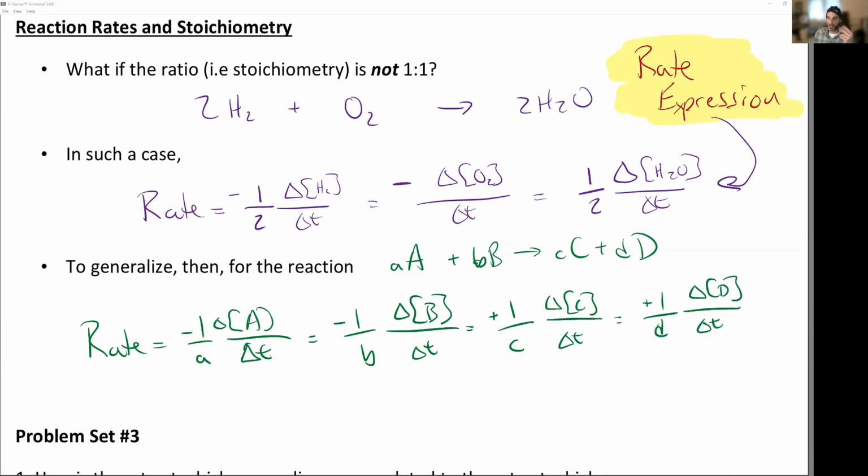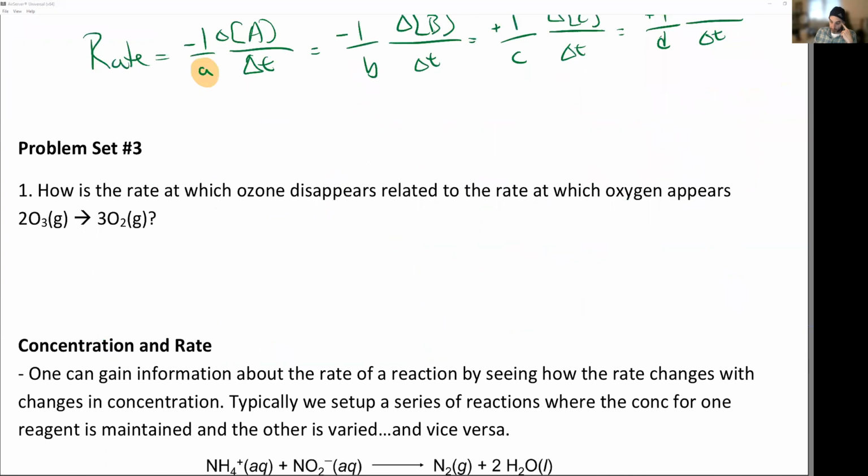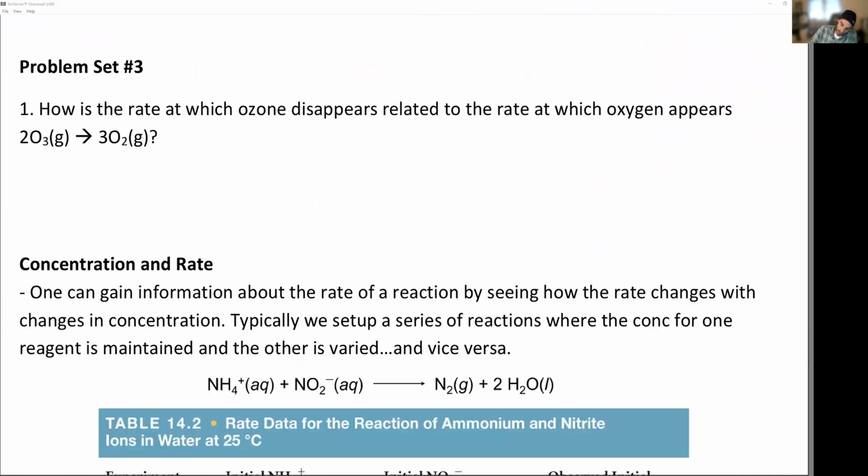So again, same exact thing. This is the rate expression. One more time, A corresponds to that coefficient and concentration, and the fact that it's a reactant is why it's negative. Good. Now write out the rate expression for this reaction right here.